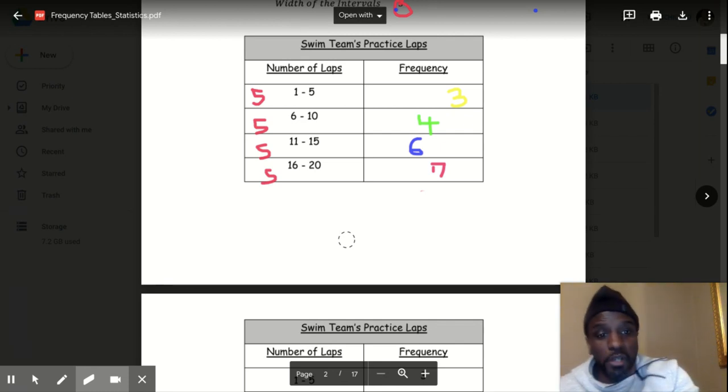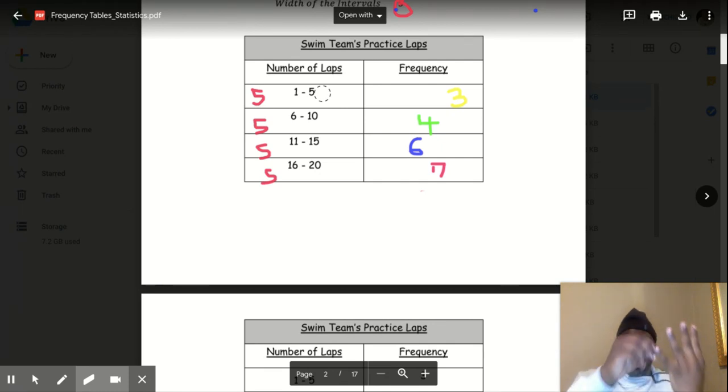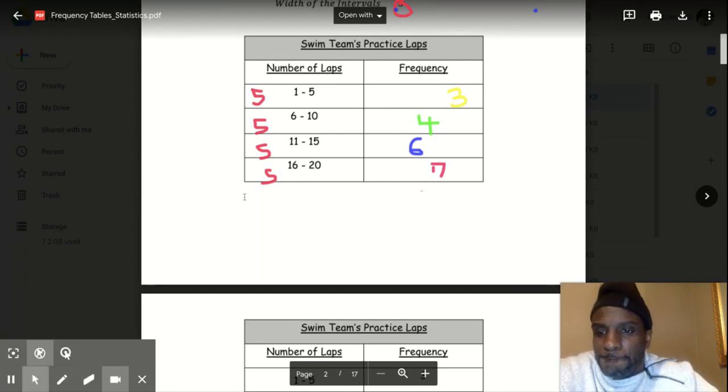My intervals are intervals of 5 because I did 1 to 5, 6 to 10, and 20 divided by 5 gives me 4. That means we're going to have 4 intervals, and the interval is going to be intervals of 5. I have one interval that goes 1 to 5, another interval 6 to 10, another interval 11 to 15. My last interval is 16 to 20. Okay, cool. Here we go.